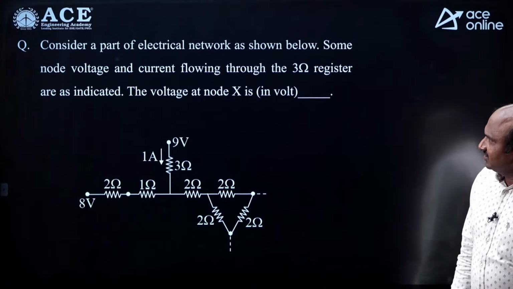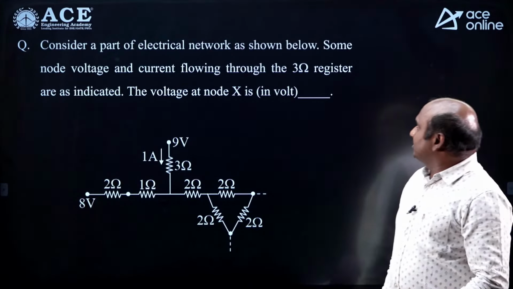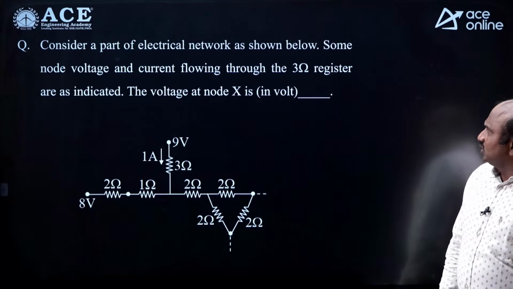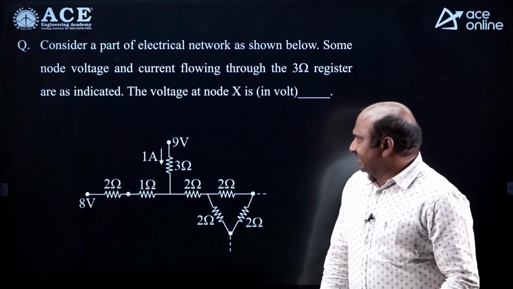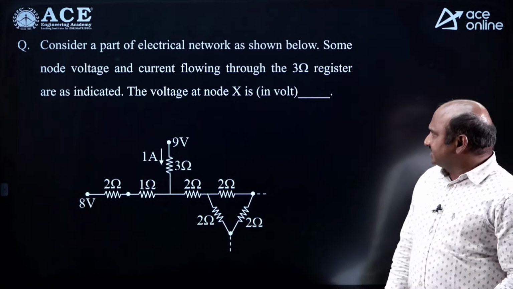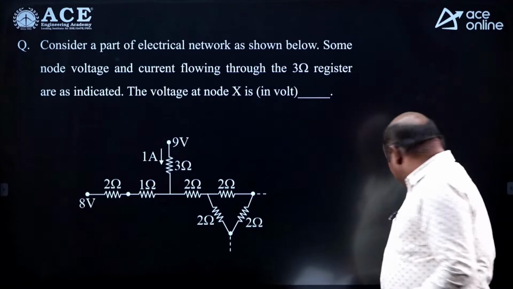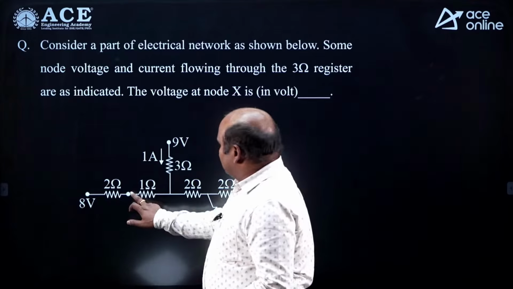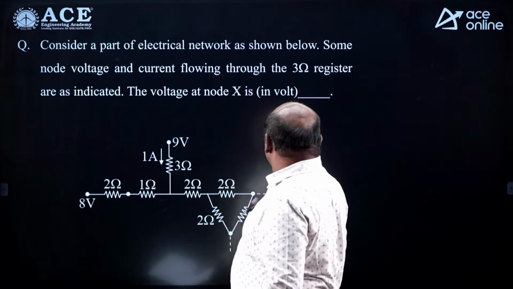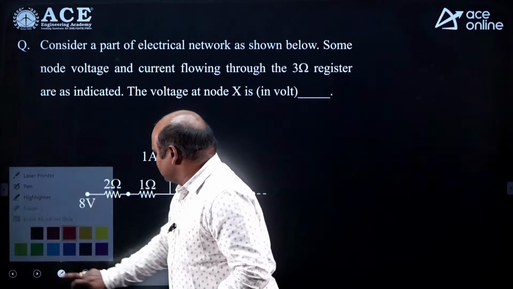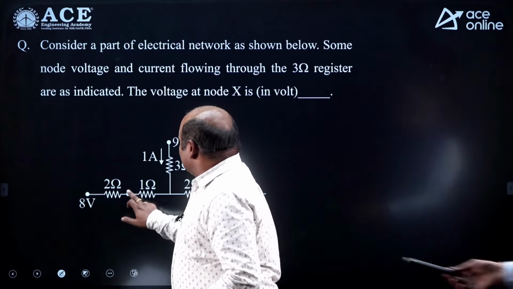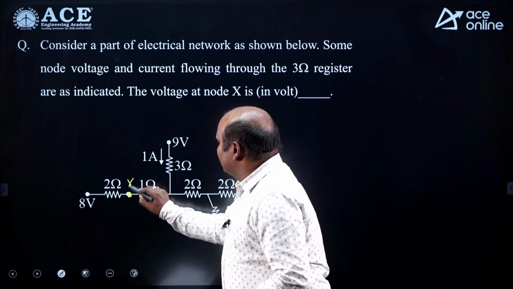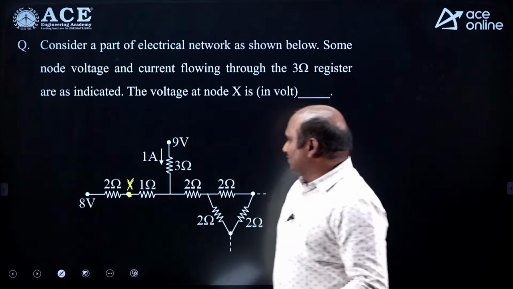Guys, the first question: consider a part of an electrical network as shown below. Some node voltages and the current flowing through the 3 ohm resistor are indicated. The voltage at node X in volts is required. This is the node X, and this voltage you have to estimate here.